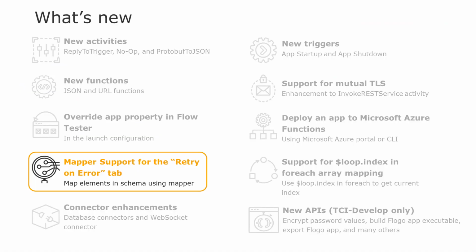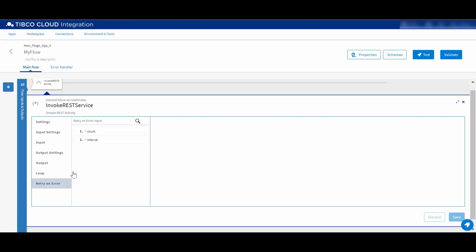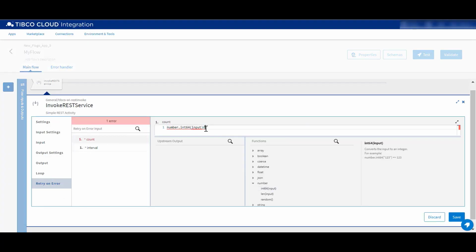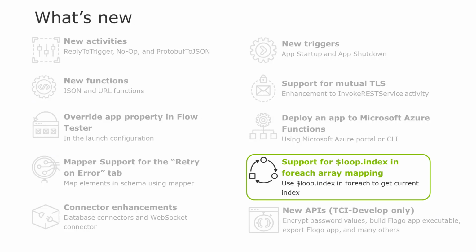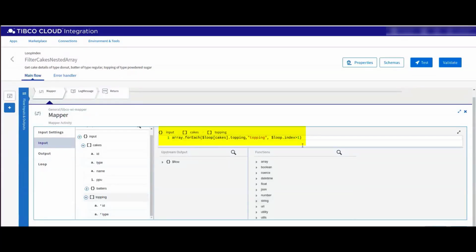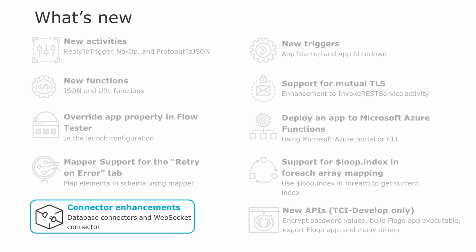Next, mapper support has been added for the Retry on Error tab of an activity. You can map the elements in a schema by using the mapper. Additionally, you can now include $loop.index in the array mapping of the forEach function. You can use $loopIndex to get the current index value.